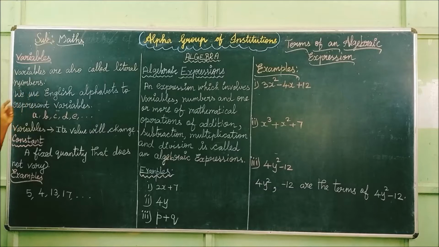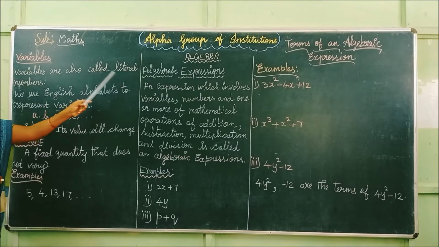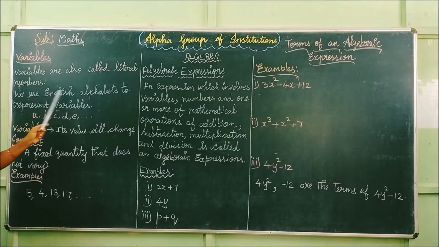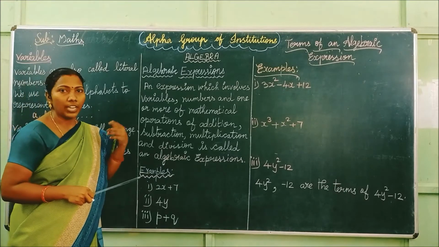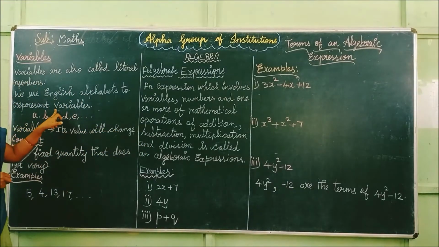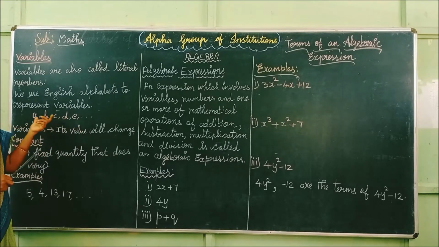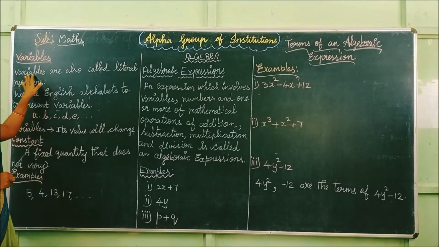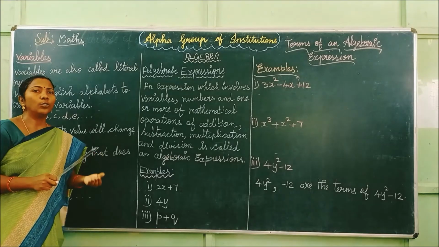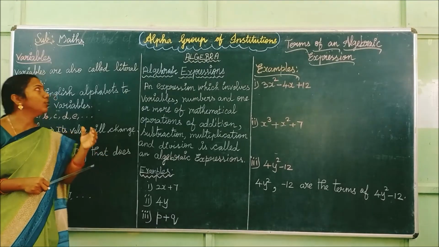What is meant by variables? Variables are also called literal numbers. We use English alphabets to represent variables. Variable means its value will change. And also, in order to represent variables, we have to use small lower case letters of English alphabets, that is a, b, c, d, etc. up to z. To represent the number changing values, we are using variables.